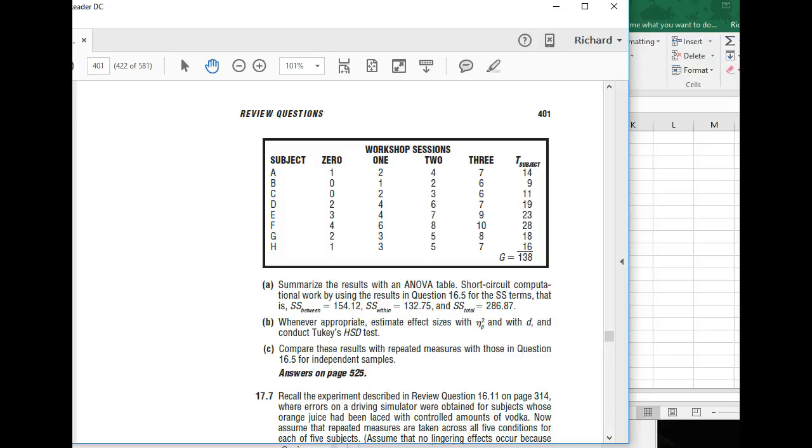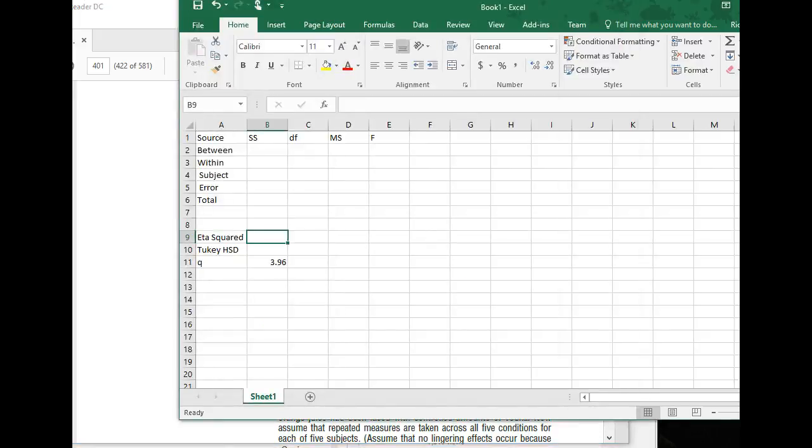But they gave us a head start. They gave us the sum of the squares between, within, and total over here. And we need to do an ANOVA table for repeated measures. So the ANOVA table with repeated measures looks very much like the ANOVA table for one factor, except you split the within variance into a subject variance and an error variance.